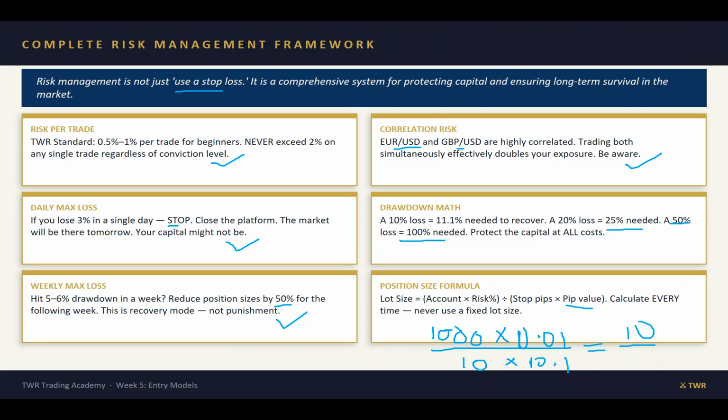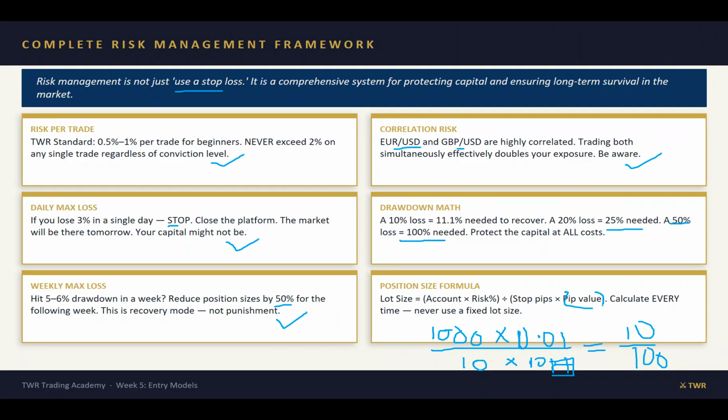Actually, this one needs to be a 10, because if you're risking $1, $1 is equal to 10. One pip is equal to 10 lot size. Am I really saying the right thing? Okay, pip value. This is the value of a pip per lot. It's dependent on the currency pair that you're using.